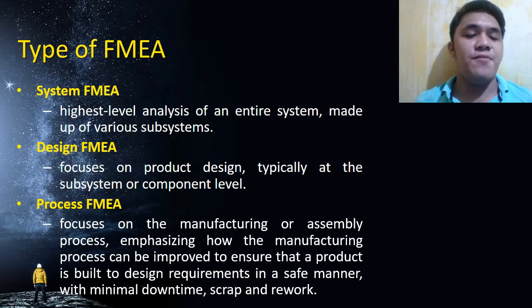The process FMEA. It focuses on the manufacturing or assembly process, emphasizing how the manufacturing process can be improved to ensure that a product is built to design requirements in a safe manner with minimal downtime, scrap, and rework. So the scope of a process FMEA can include manufacturing and assembly operations, shipping, incoming parts, transporting of materials, storage, conveyors, tool maintenance, and labeling. Process FMEA most often assumes that design is sound.